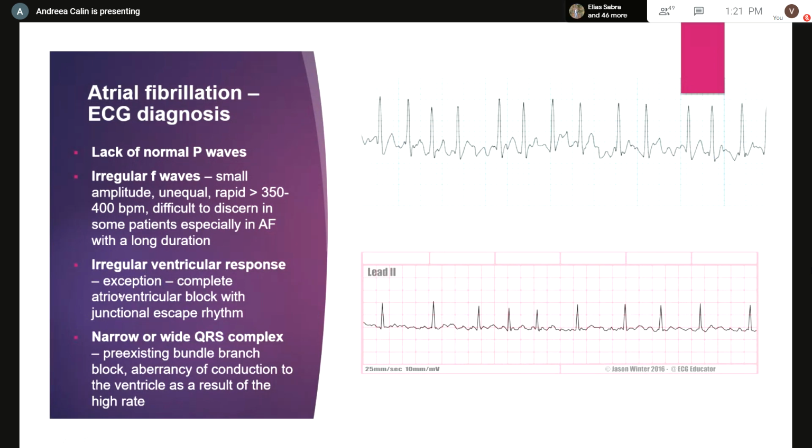In patients with a complete AV block, the rhythm may be regular because there is no conduction between the atria and the ventricles. So there is a rhythm generated by the junction, and it can be regular. We can have a narrow or wide QRS complex if the patient has a pre-existing bundle branch block or an aberrancy of conduction.